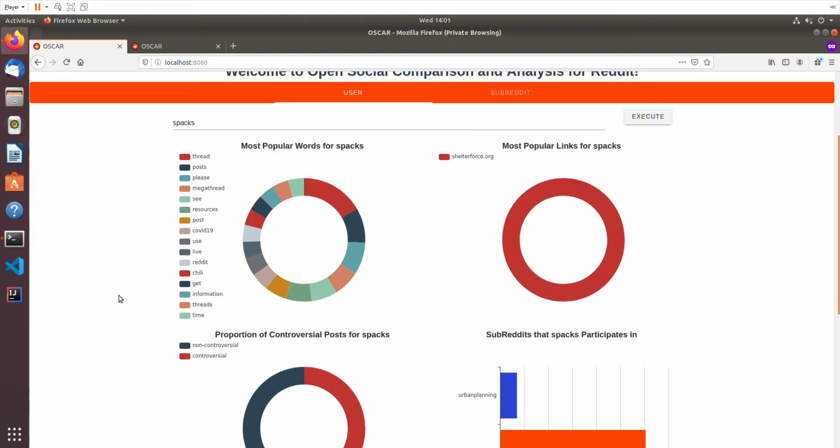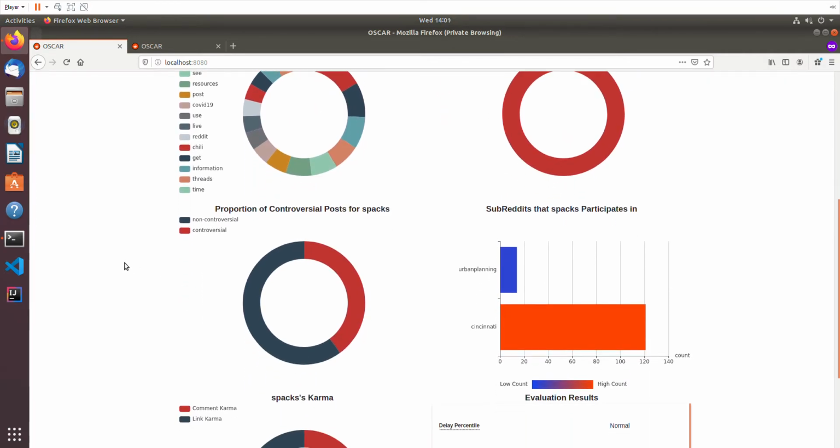So the first pie chart we have here is the most popular words for this user. Going through the list, there's nothing that's too crazy: thread, posts, please. But one thing that's kind of interesting is the frequency of the word chili. That's kind of a weird word to have in your most frequently used words. But if we go down and look at his top subreddits, we notice that his top subreddit is Cincinnati, and he's posted on there a little over 120 times. So that kind of explains why chili might be in his most frequently used words.